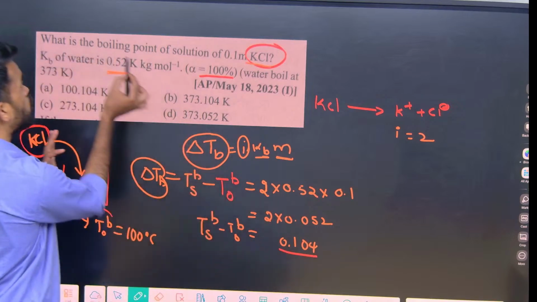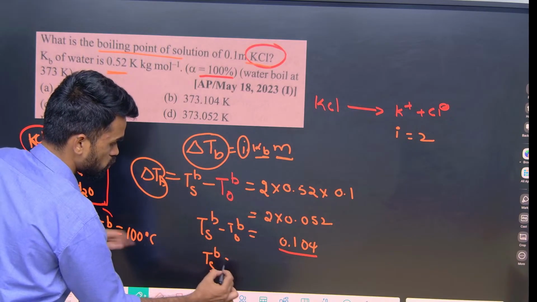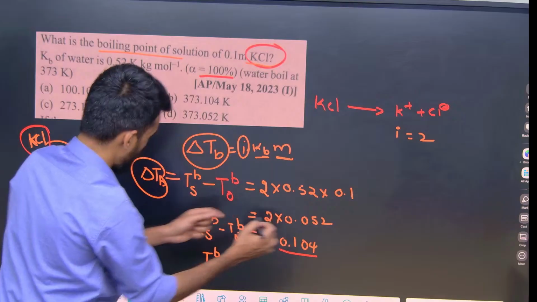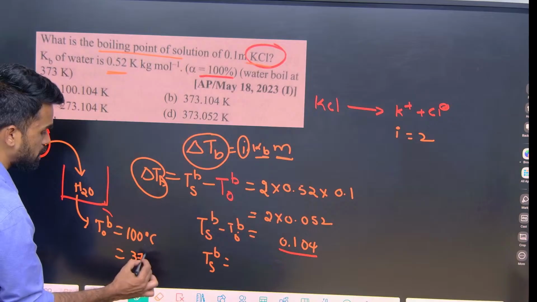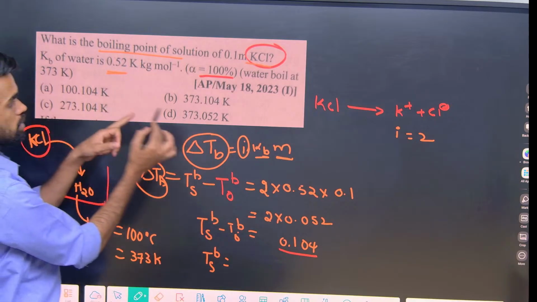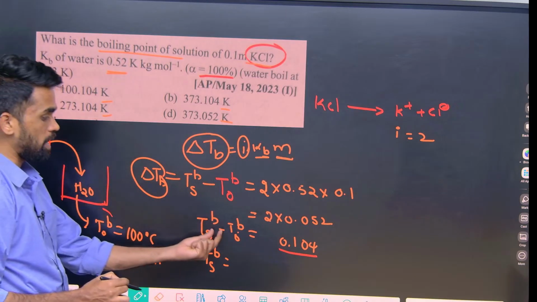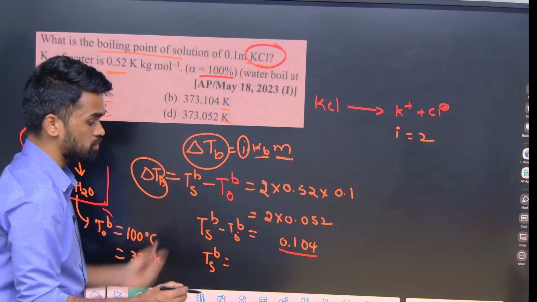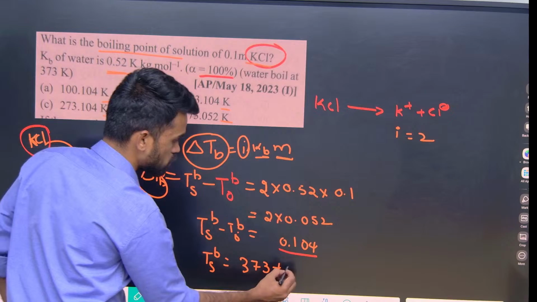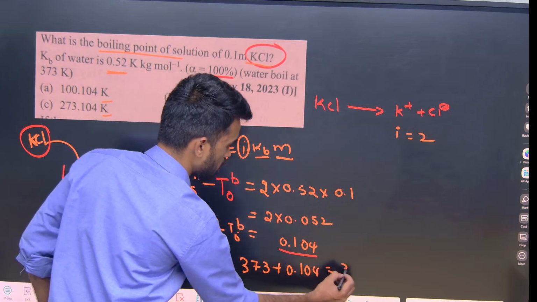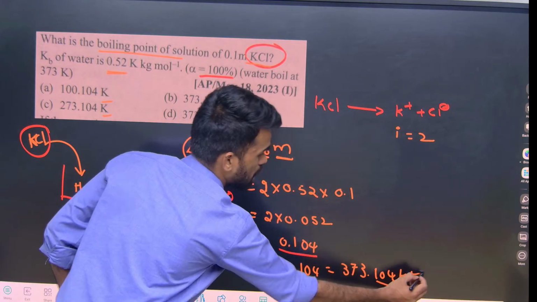They are asking the boiling point of the solution, which means this T B we need to find. You just send this to that side, so it becomes 100 degrees. I can write 100 degrees on the Celsius scale or 373 on the Kelvin scale. If you look at the options, all of them are in the Kelvin scale. So instead of 100 you can write 373. So 373 plus 0.104, you can write 373.104 Kelvin. So this is your final answer for the discussion.